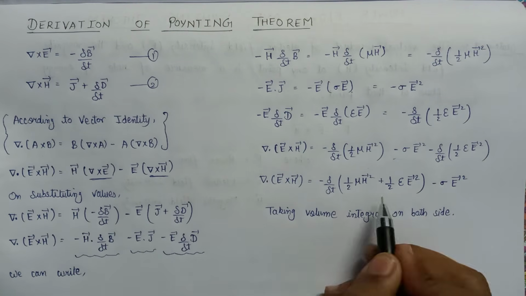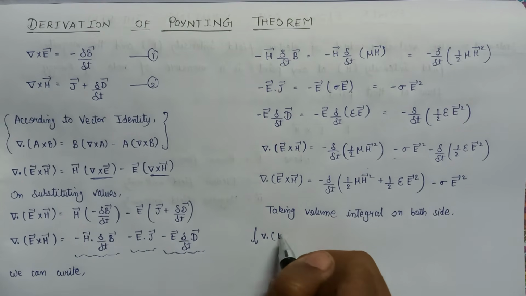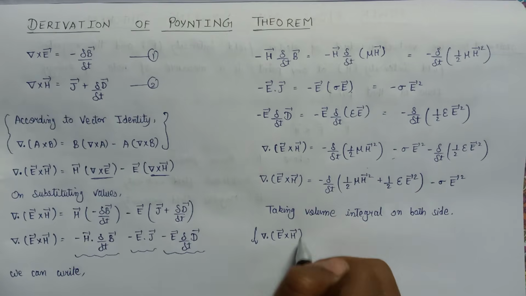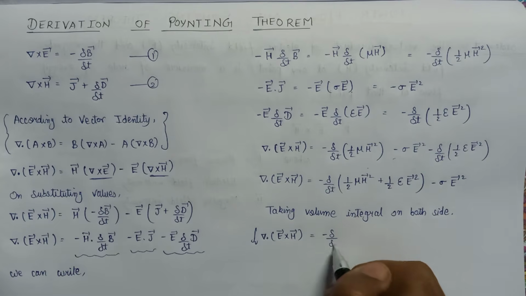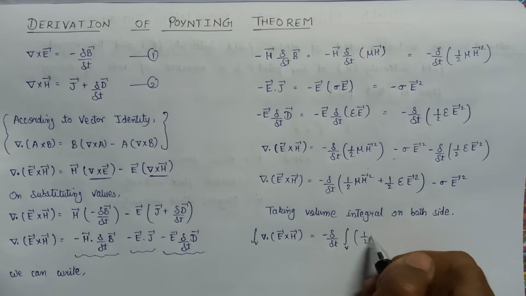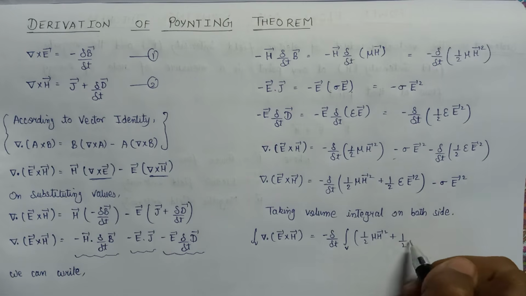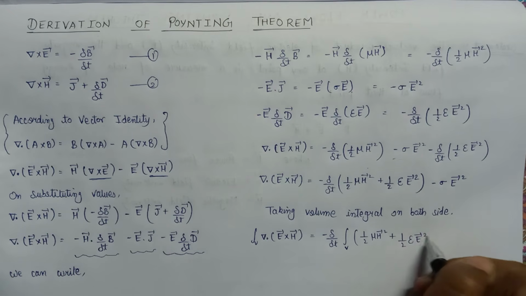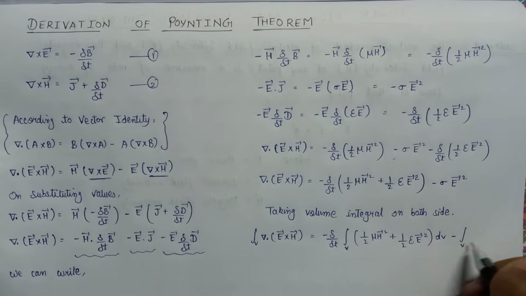We can write down this expression as volume integral del dot E cross H, that is being equals to minus of del over del T of volume integral of half into mu H square plus half into epsilon E square into dV minus volume integral sigma into E square dV.